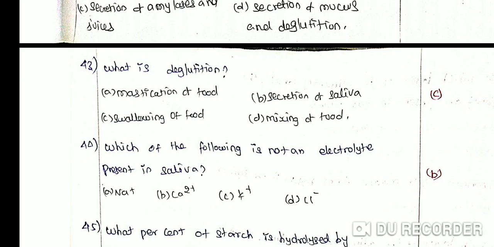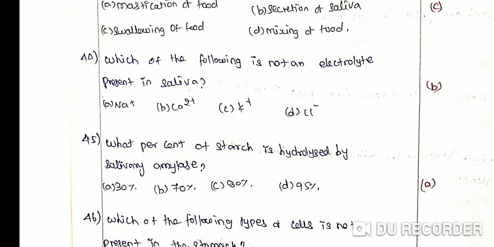What is deglutition? Option A mastication of food, option B secretion of saliva, option C swallowing of food, option D mixing of food. The correct answer is option C swallowing of food. Deglutition refers to swallowing. Mucus in saliva helps in lubricating and adhering the masticated food particles into a bolus. The bolus is then conveyed into the pharynx and then into the esophagus by swallowing or deglutition.